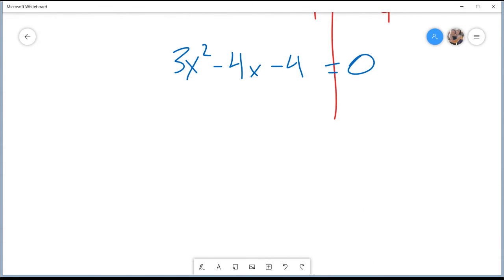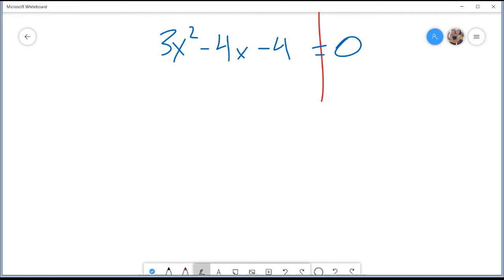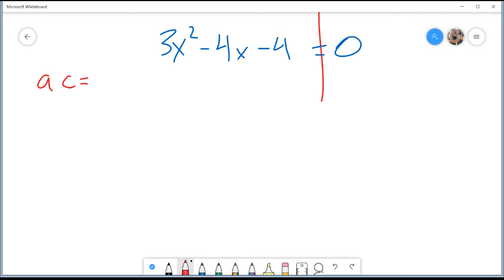However, when we're factoring equations that have a number in front of the x squared, so the coefficient is not 1, we have to do a couple extra steps. The first thing we do is we find AC. A is the number in front of the x squared. C is the number on the end. AC is 3 times negative 4, and that's negative 12.